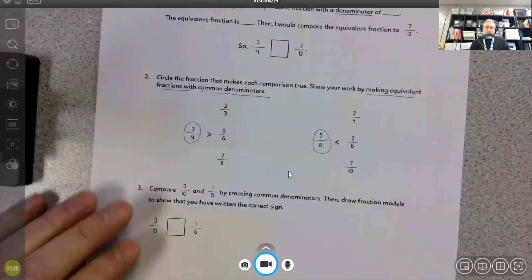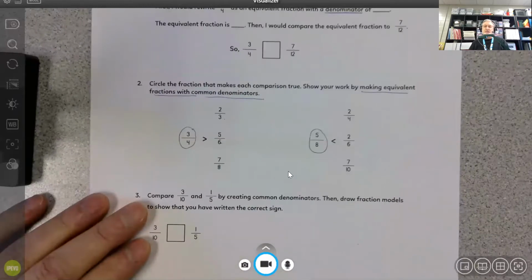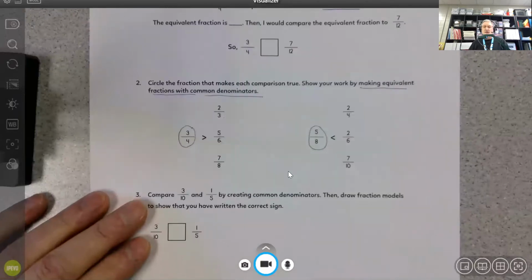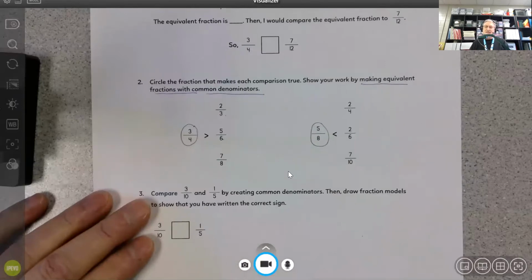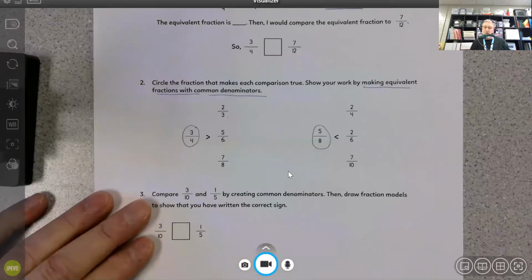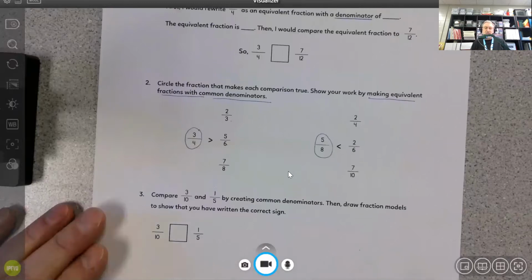And again, 0906, the strategy was to make equivalent fractions and then compare them, to make equivalent fractions with common denominators. So common denominator would be the same. Again, some of them get quite lengthy, but take your time when you're doing it. There's only 3 questions on this, okay?